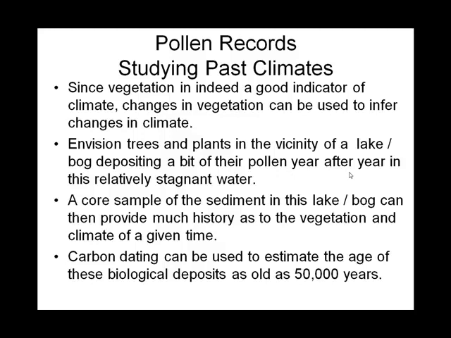Pollen is another type of proxy data, where pollen can form a layer year after year of sediment, and then we can take a core of that and go back in time and get a sense for what sort of growing conditions there were, because the pollen indicates the type of vegetation that was growing, and the type of vegetation indicates the climate that was in place at that time.